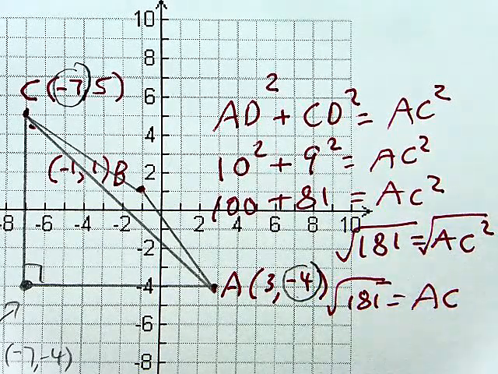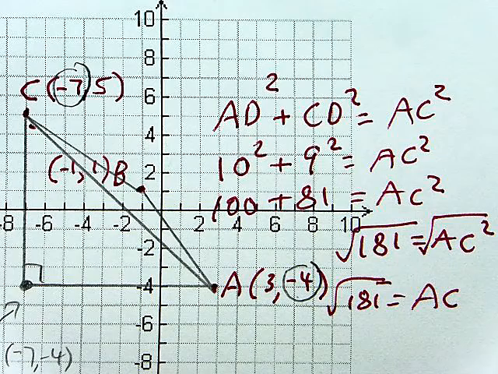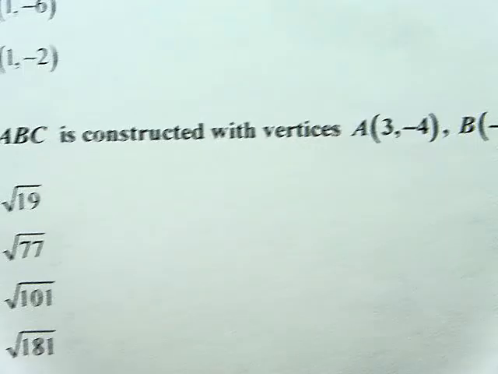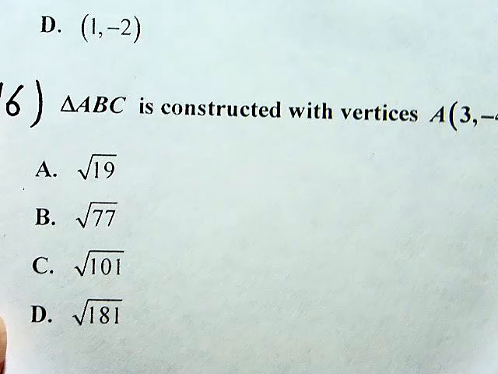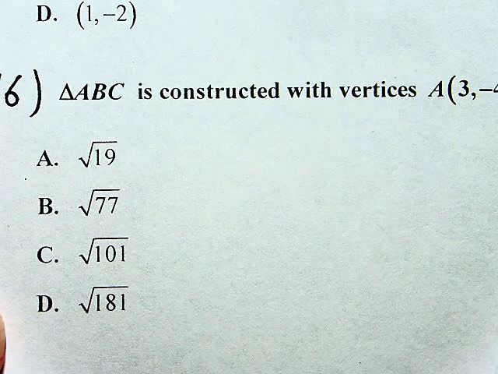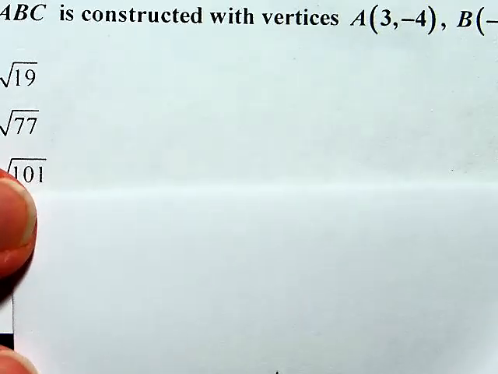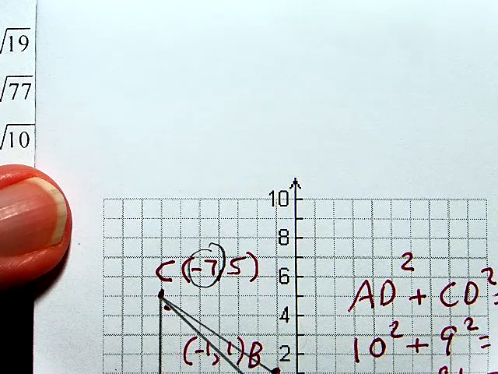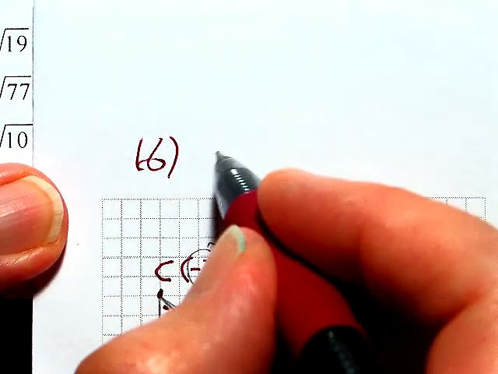Okay, and let's take a look now at our answers and see if any of these are correct. Let's look at our multiple choices. And we see the answer is D. Square root of 181 is choice D. So the answer for problem 16 is letter D.